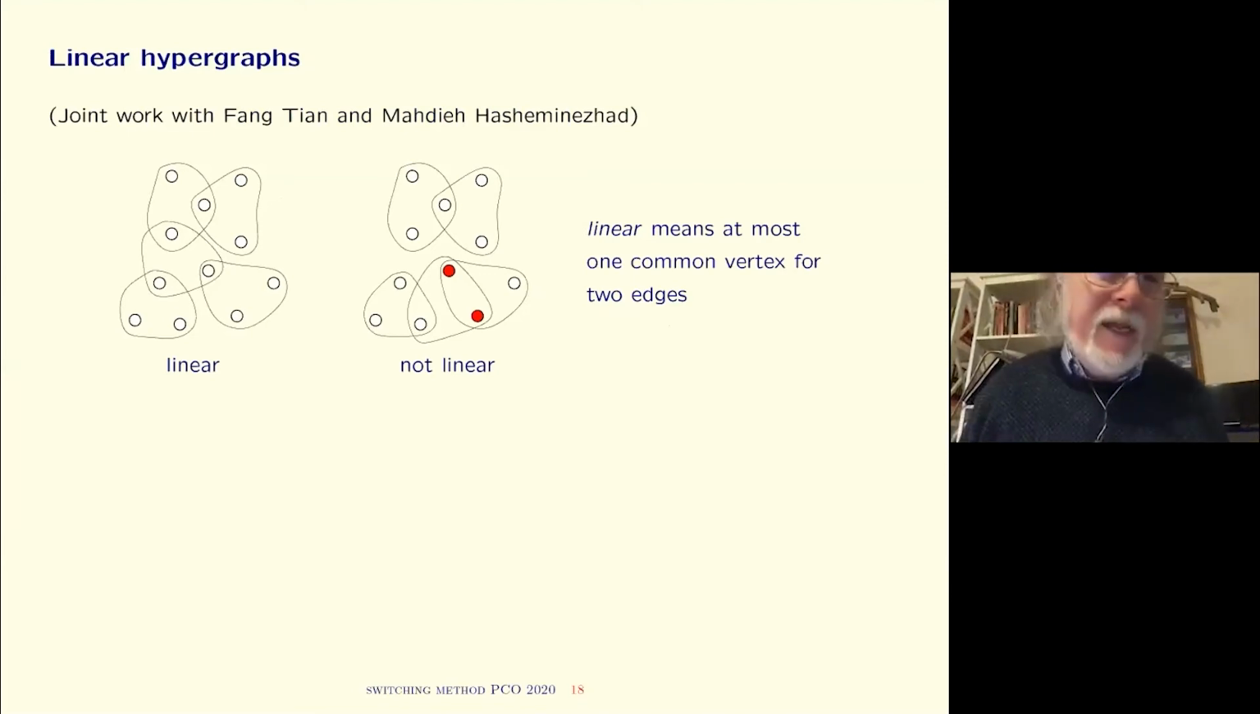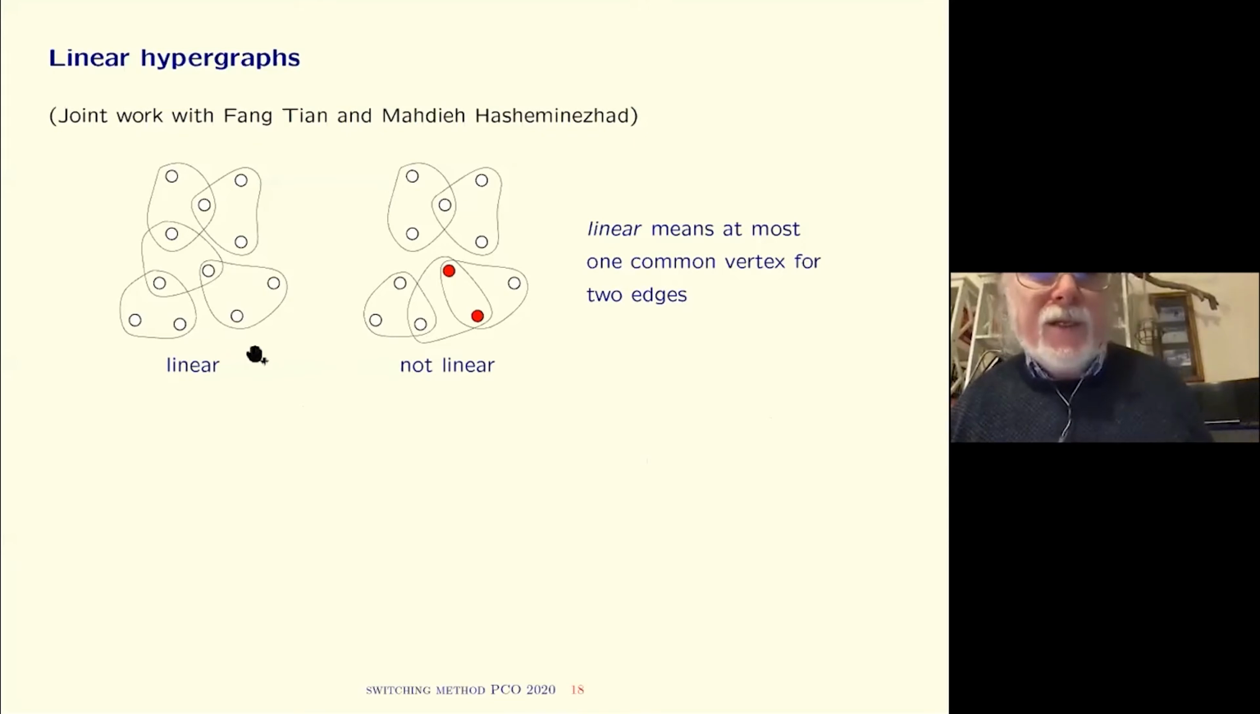Last problem, linear hypergraphs. This part of the talk has two parts. One part is joint with Fang Jian, and the other part is joint with Mahdi Hashaminejad. So you know what a hypergraph is, and you know what a linear hypergraph is, or do now. Linear means that no two edges have more than a single vertex in common. So the one on the left is linear and the one on the right is not linear.